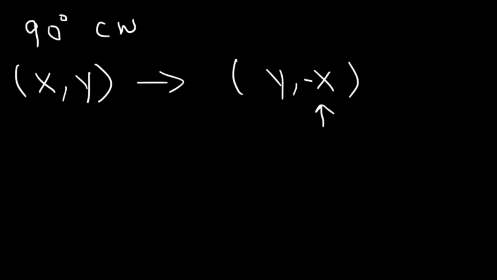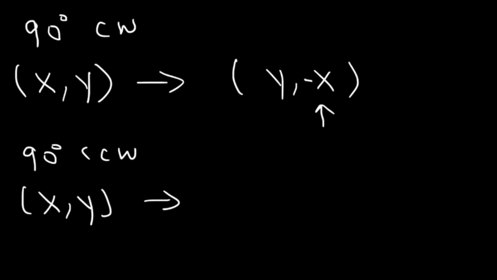Now, in the case of a rotation that's 90 degrees counterclockwise, you're going to switch the coordinates once again, but this time you're going to multiply the first coordinate by -1. Let's try an example.